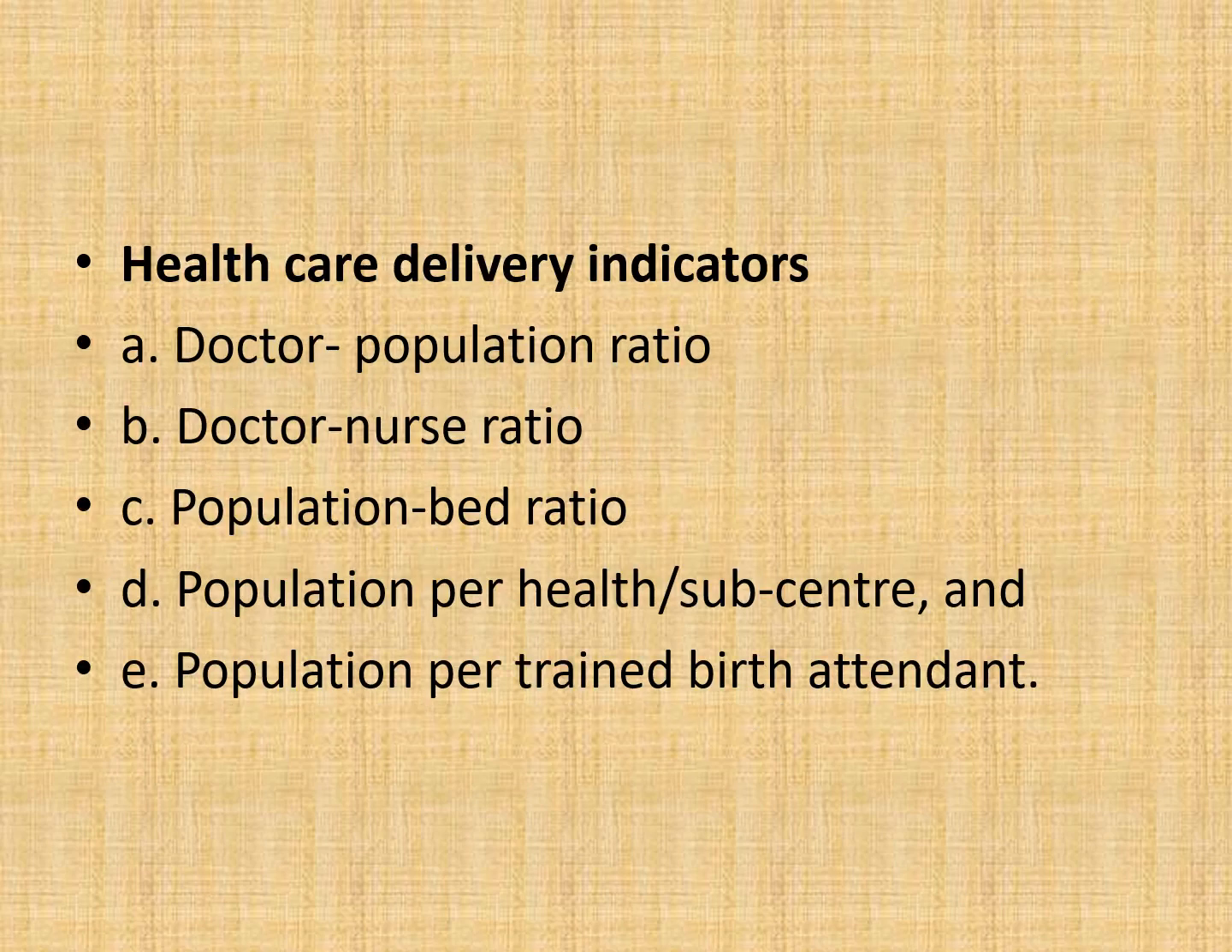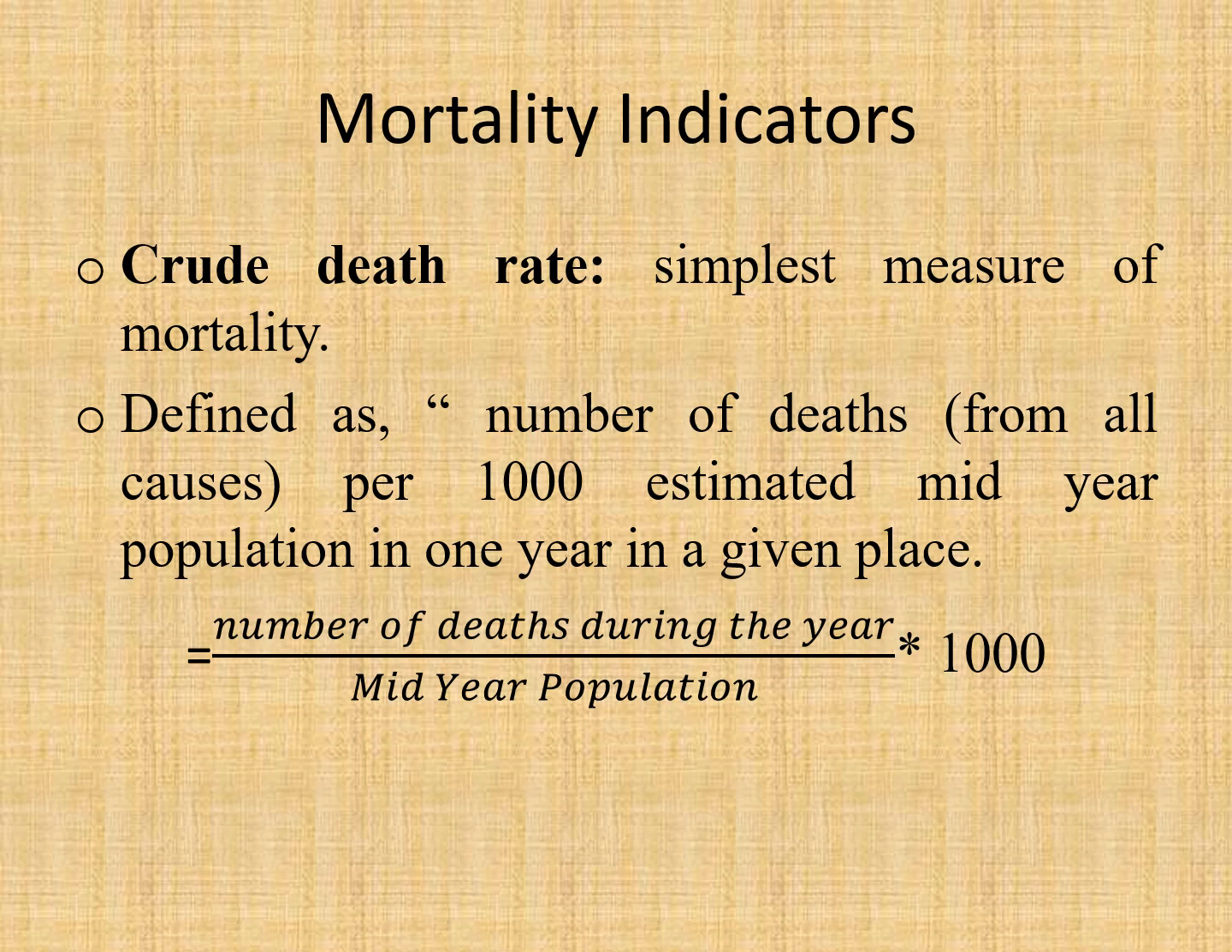Another morbidity indicator is healthcare delivery indicators. These indicators reflect the equitable distribution of health resources in different parts of the country. These are doctor population ratio, doctor nurse ratio, population to beds ratio, population per health sub center, or population per trained birth attendant. So these are healthcare delivery indicators which help to find out whether the health resources are equitably distributed or not. So let's see some mortality indicators.